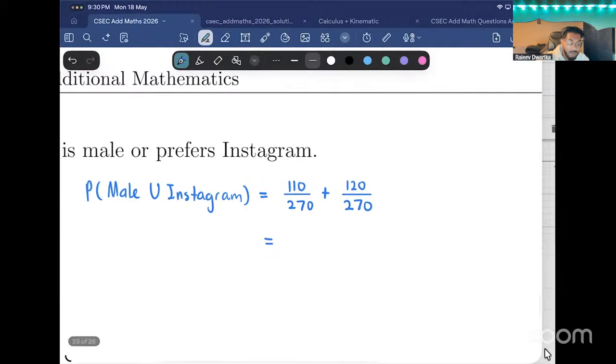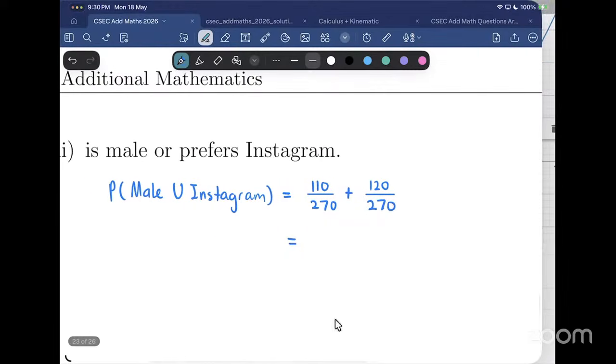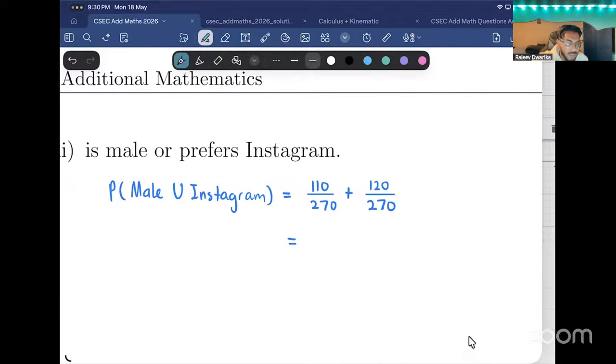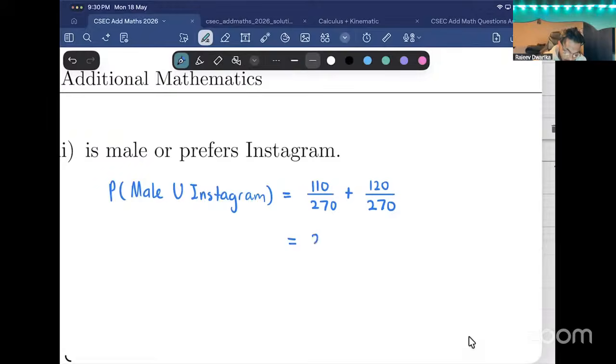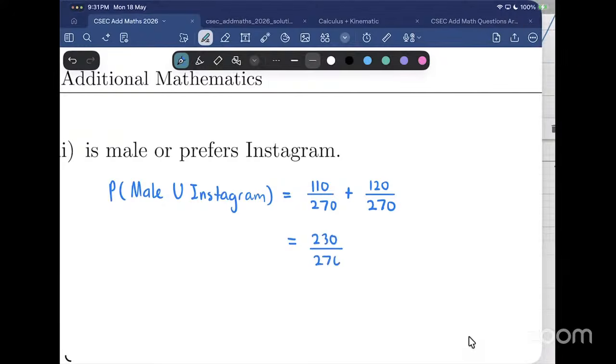Again, union means add. Because you're considering multiple different possible probabilities, you have to add all of them. When you add that, you get 230 over 270, which simplifies to 23 over 27. Yes, sir.